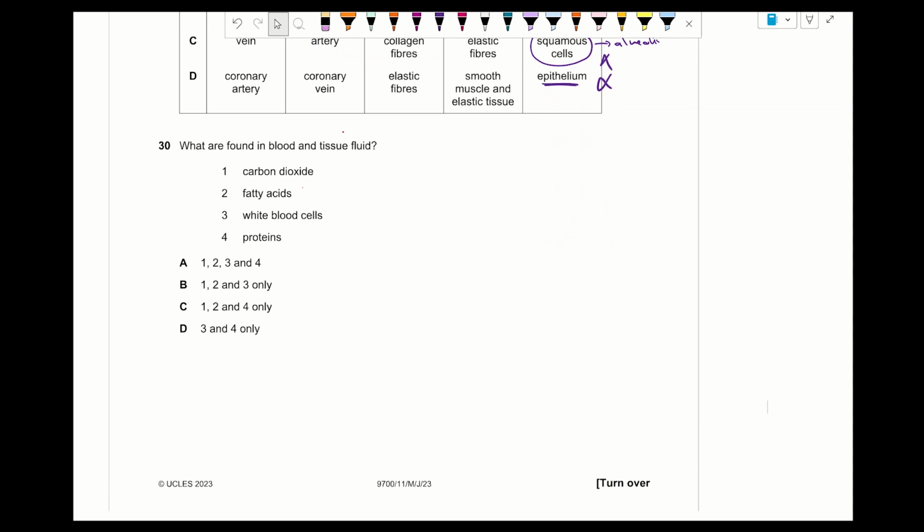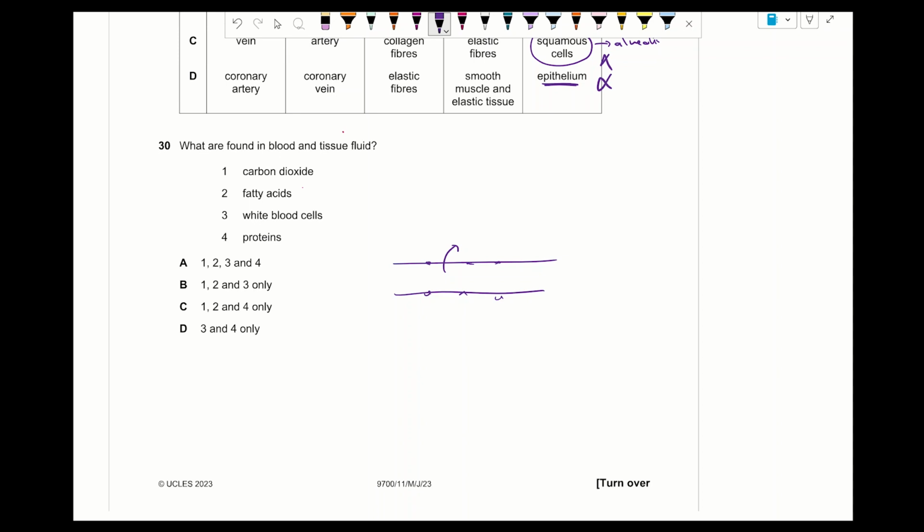Question number 13. What are found in blood and tissue fluid? So, let's look at the suggestions that we have here. First of all, let's define what is tissue fluid. So, we have blood inside blood vessels. What leaks out? These blood vessels actually have pores. What leaks out is something called tissue fluid, which has less proteins and is less dense than blood. Now, let's see the suggestions that we have here.